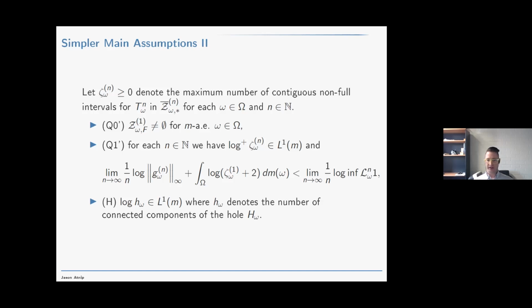And I guess the Q0 prime and the Q1 prime assumptions work if we add a little bit of regularity to our hole. We're going to assume that our hole has finitely many connected components, and that the number of connected components on each fiber is going to be log integrable, which is not a very restrictive assumption.